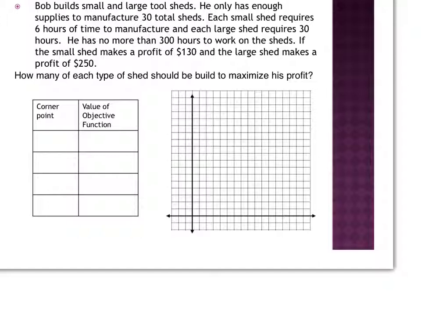Now, he has no more than 300 hours to work on these sheds. So 300 hours total time to make his large and small sheds. Now, if the small shed makes a profit of $130 and the large shed makes a profit of $250, how many should he make of each type to maximize his profit? Well, let's see here. I have a feeling that we could probably set up some constraints, write an objective function, find some corner points, plug them into that objective function, and figure out how many of each he should make.